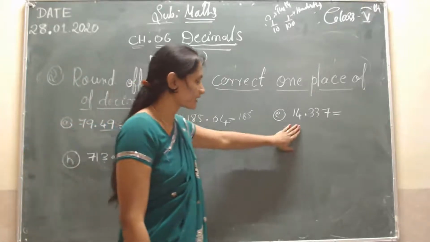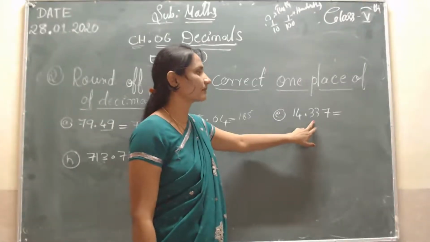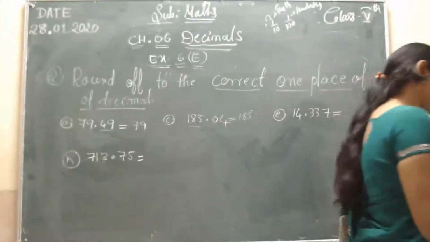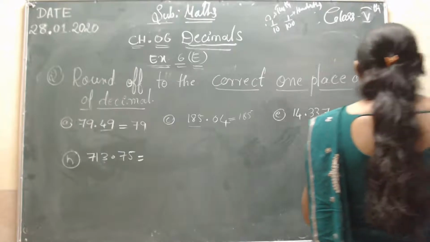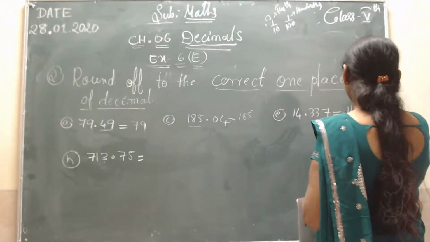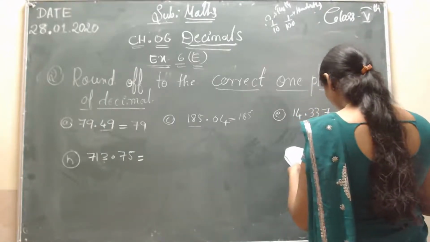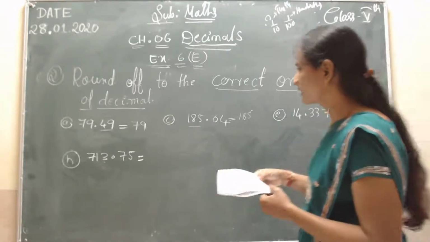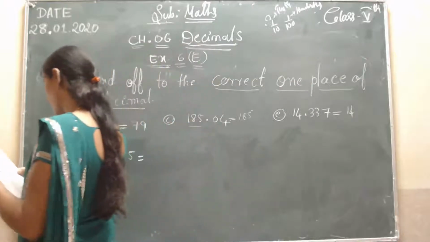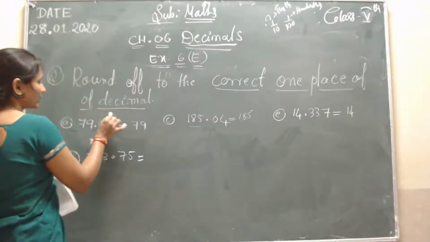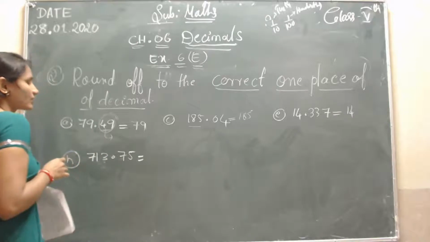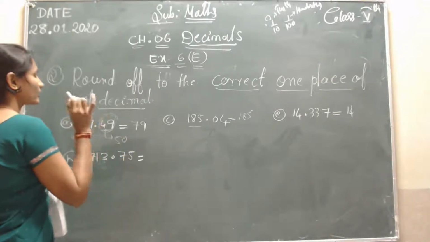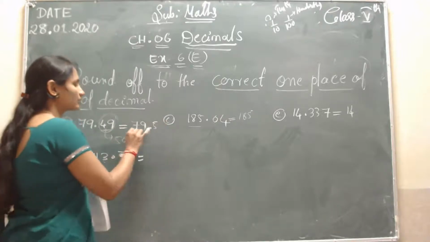So see here also the same, 14.337. So 3 is a weaker number, students. Yes, 14 is the nearest number. So now write 14. Second, you have to write it in the 49. So you have to consider the better one in the ones place, students. Consider it as 50. So you have to write 0.5.